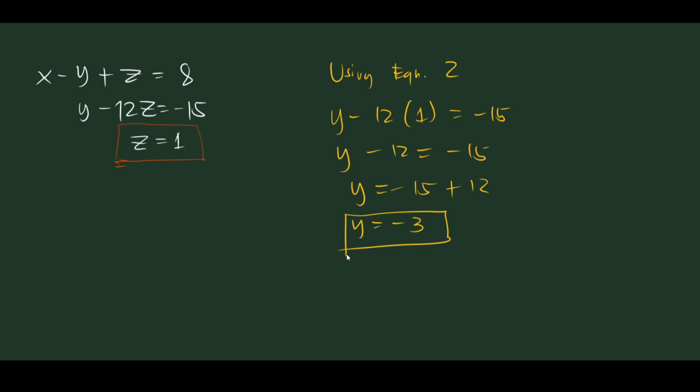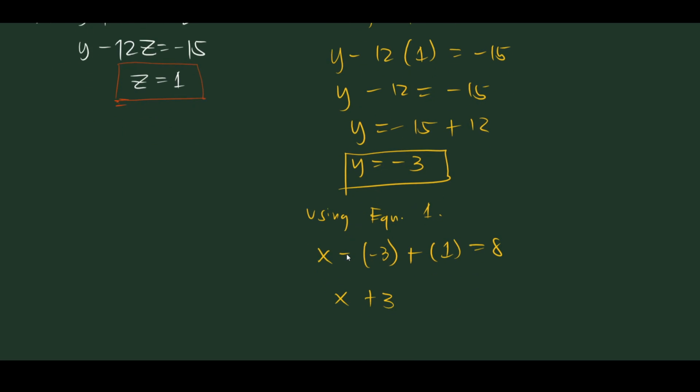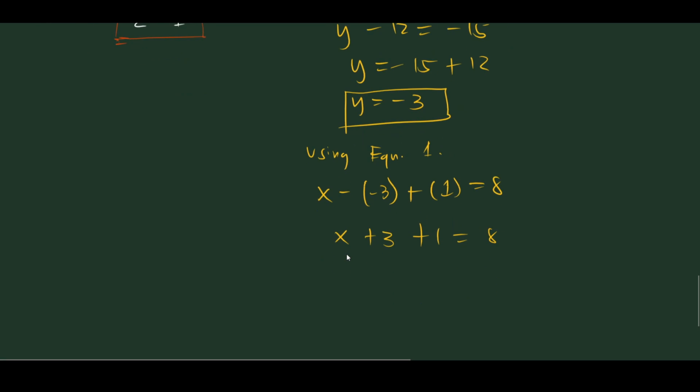Okay, so we now have our values for z and y. So we're going to find x by substituting them to the first equation. Using equation 1, let's substitute. So x minus y. What is our y? Negative 3, and then plus z, which is equal to 1, equal to 8. So what do we get? x plus 3 plus 1 is equal to 8. So x plus 4 is equal to 8, and we're going to subtract 4 from both sides. So we will get 4. Okay, so we have here our solution.